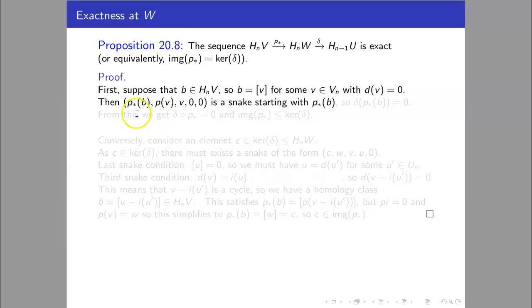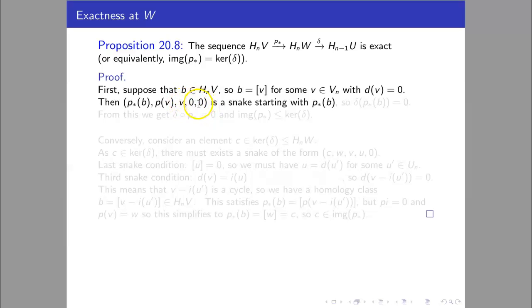So the first condition is that you've got p star B, which is a homology class, and we need to find a representing cycle. But by definition, p star B is just equal to square bracket pv. So pv is the relevant representing cycle. And then we need to find some V that maps to this pv under p. Well, of course, we just take it to be little v. And then we want dv to be iu. Okay, but dv is just 0 here. So we can take u to be 0, and then dv is iu.